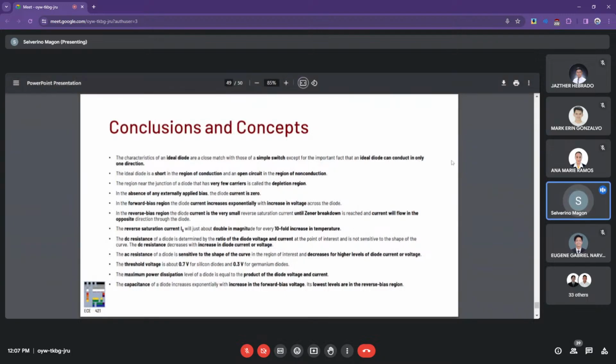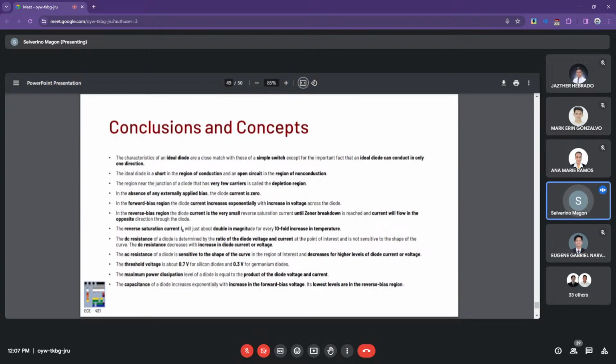Right, so some of the key concepts you need to remember is that without external applied bias, the diode current is zero in the forward region. The current increases exponentially as the voltage increases. In the reverse diode region, the current is a very small reverse saturation current until the avalanche breakdown or the Zener region is reached.